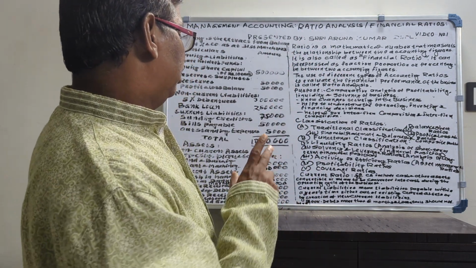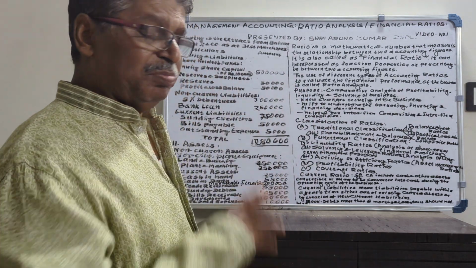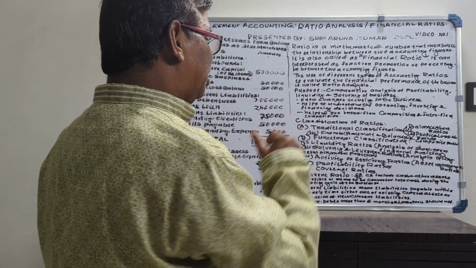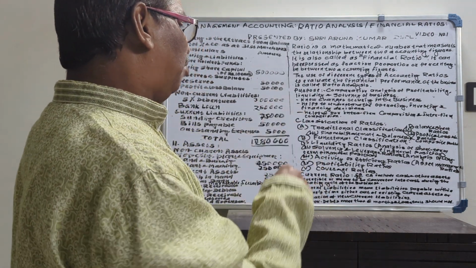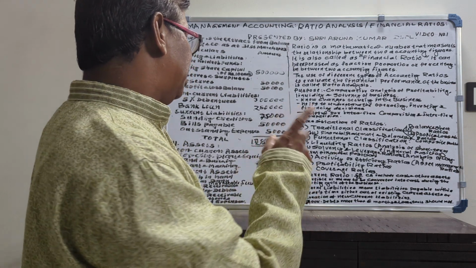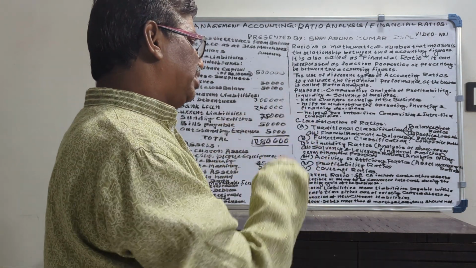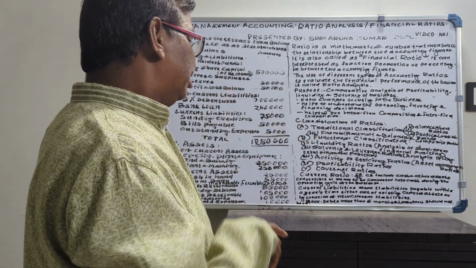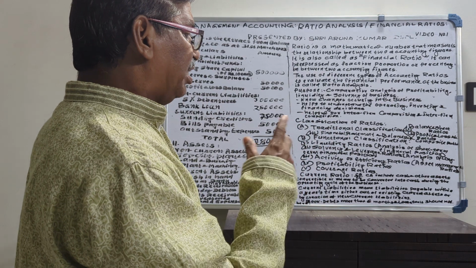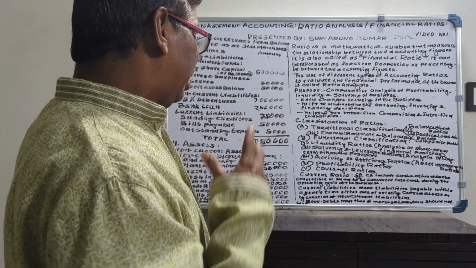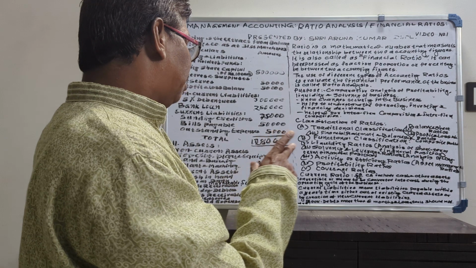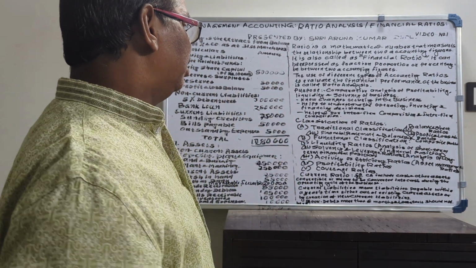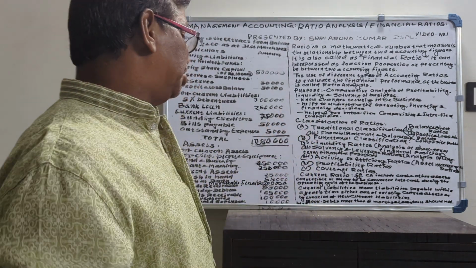Then functional classification. On the basis of function, we can classify it as liquidity ratio, that is analysis of short-term financial position of any business concern. Solvency or leverage ratio, that means analysis of long-term financial position of a business. Then activity or efficiency ratio, that is asset management ratio. Then profitability ratios and coverage ratios. Then we will focus first on liquidity ratio.